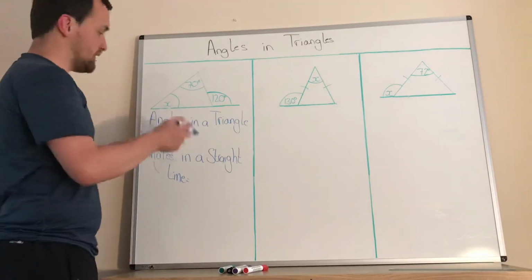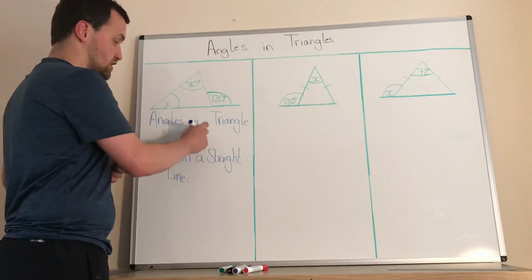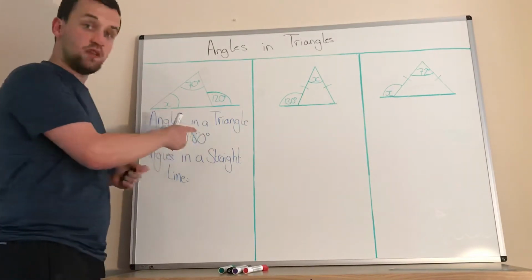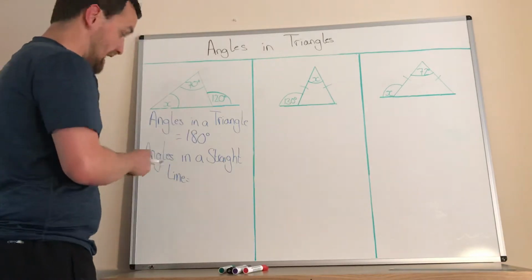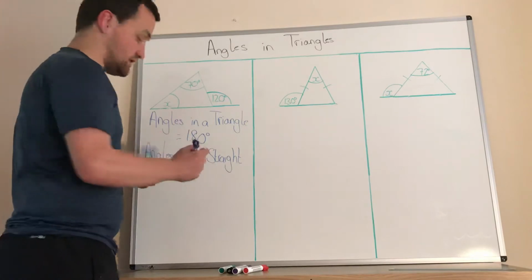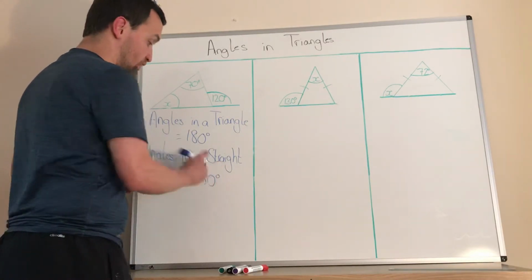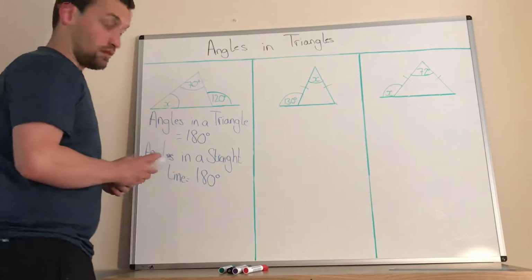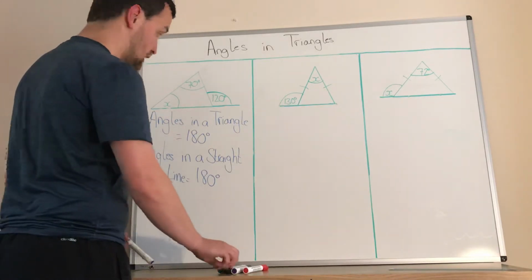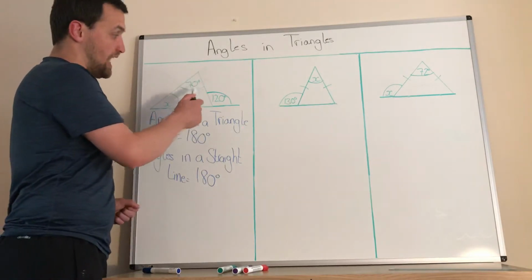Okay, so just as a bit of a recap, angles in a triangle add up to 180 degrees. Obviously we don't forget our degree symbol. Angles in a straight line. Okay, this is also very helpful for today, and you need to make a note of it. It's vital that you remember that. Key bits.